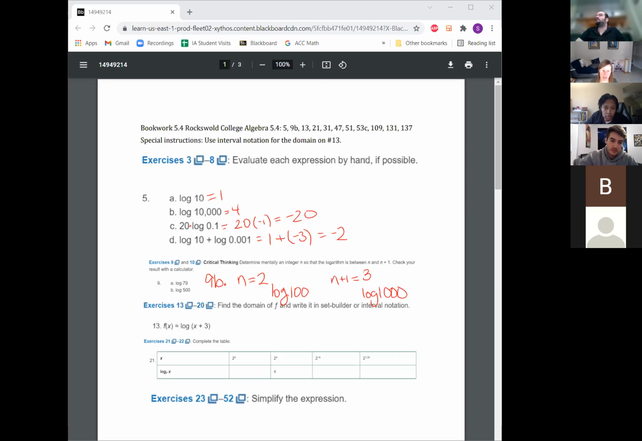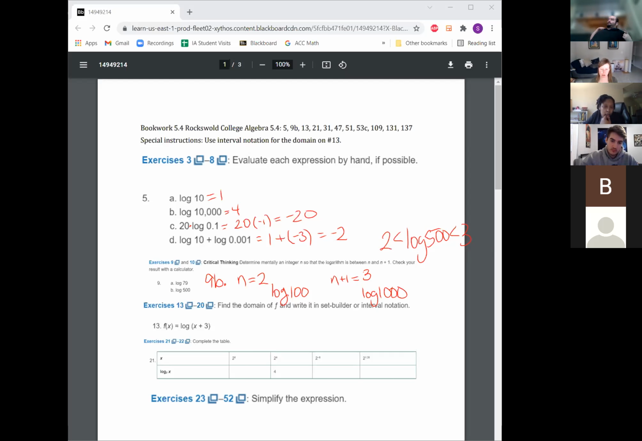Now, what Alondra did is mathematically fine. That's good that you were using those properties, but it didn't answer the question. The question wanted to know what 2 integers this log is between, basically. So this log is between 2 and 3, right? The log has to be between 2 and 3. It says we can check your answer with a calculator. So if we put log 500 in our calculator, we should get 2 point something, which is between 2 and 3.